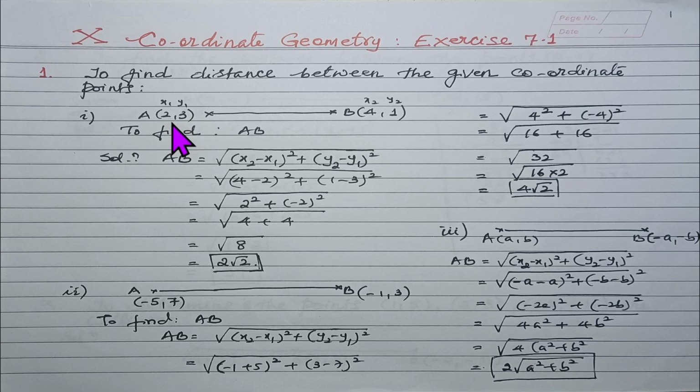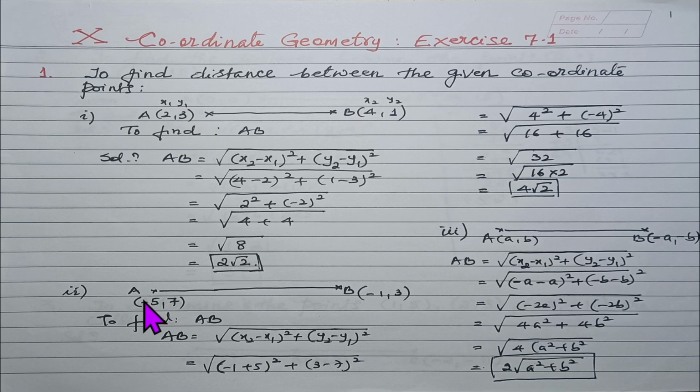So here (x1, y1) are (2, 3), and (x2, y2) are (4, 1). Substituting the values of x1, x2, y1 and y2, we go for finding out the distance AB. Now x2 minus x1 is 4 minus 2, and y2 minus y1 is 1 minus 3. 4 minus 2 is 2 squared. 1 minus 3 is minus 2 squared. 2 squared is 4 plus 4, that is square root of 8, and therefore it is 2 root 2. The distance AB is 2 root 2.